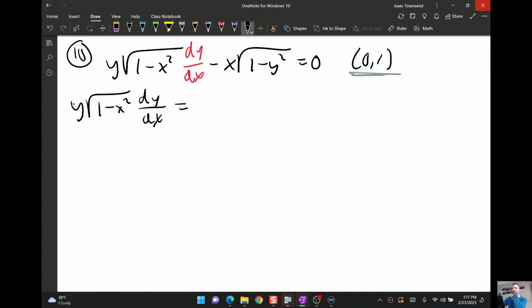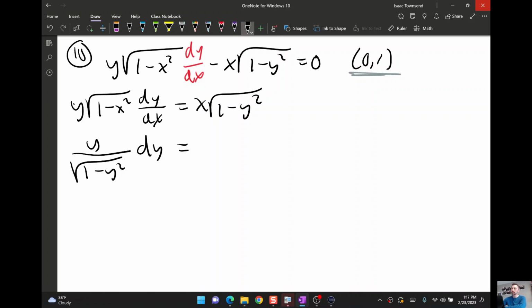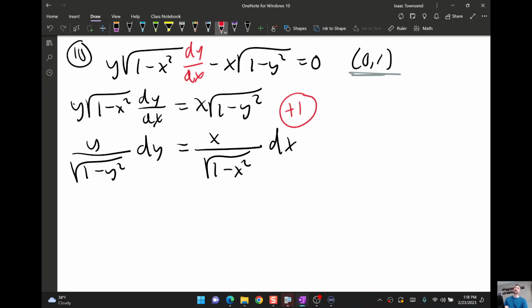I would probably add this over. Maybe divide both sides by the square root of 1 minus y squared. Divide both sides by the square root of 1 minus x squared. And multiply both sides by dx. It takes many steps to separate those variables. If you need to do it over more steps, then that's fine. But when this shows up as an FRQ, typically they give 1 point if you just separate the variables correctly and know that you need to separate the variables.